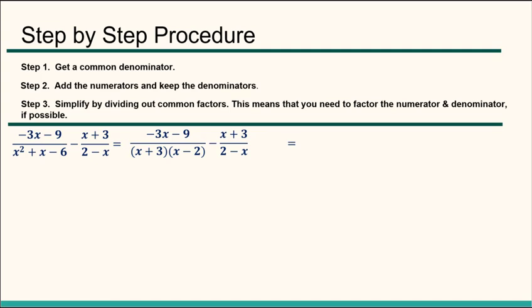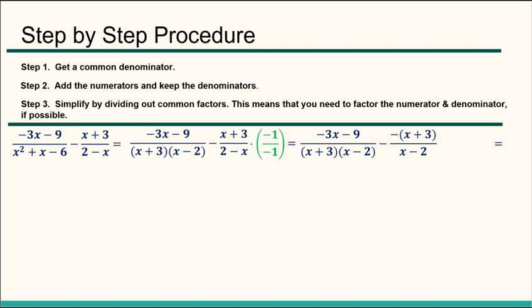Funny thing about that second term there, look at how that's 2 minus x, and that's x minus 2. I'm going to pull that little trick that I did earlier. I'm going to multiply that second term, top and bottom, by a negative 1. What I'll end up with is negative 3x minus 9 over x plus 3 times x minus 2 minus, now I'll get a negative on that numerator, so negative the quantity x minus plus 3.